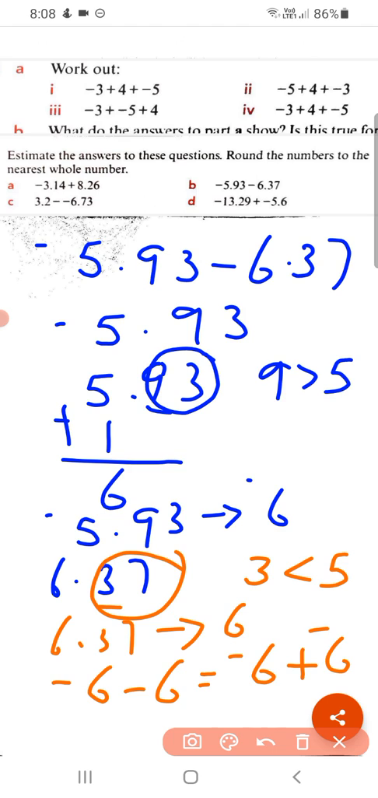First, change negative 5.93 to negative 6, because in our question it is given as negative 5.93. So 5.93 rounded to the nearest whole number becomes 6. Since it is negative, write negative 6. Then 6.37 also 6. So negative 6 minus 6 means negative 6 plus negative 6. Here we are adding two numbers with the same sign, negative sign, add and put the negative sign, so our answer is negative 12. 6 plus 6, 12. Negative 12. Okay.